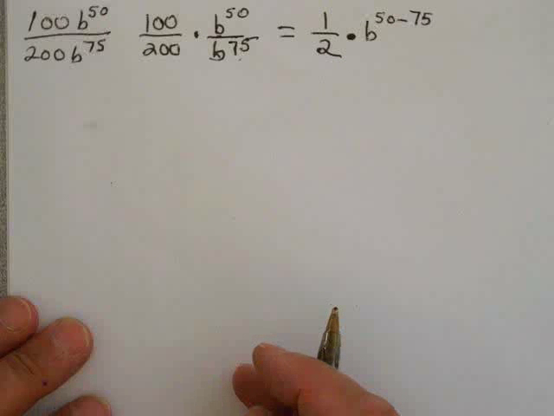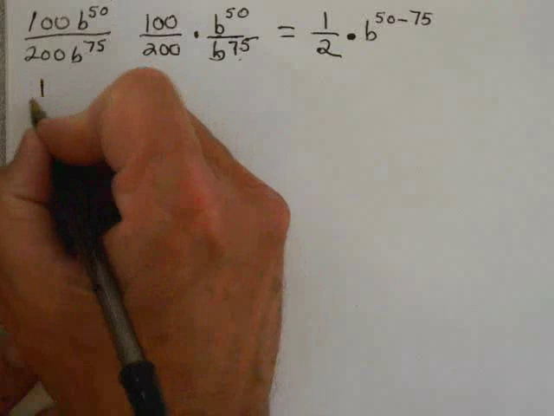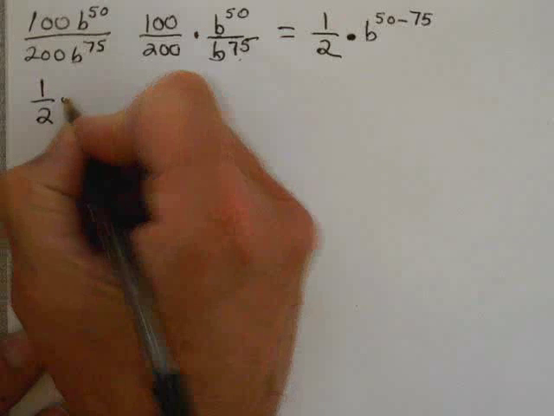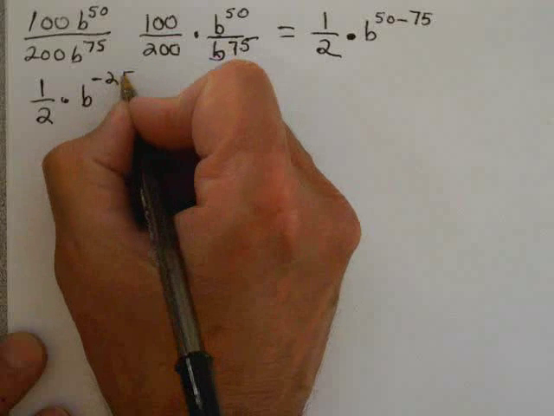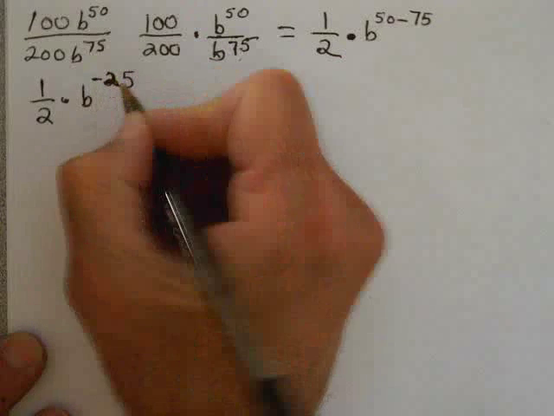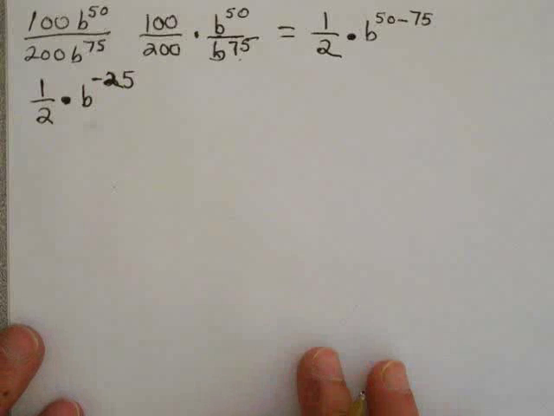And from there, I think I'll continue underneath this. I'm going to have 1/2 multiplied by b to the negative 25th power. Okay, so now that I've gotten my fraction simplified and I've subtracted my exponents and I've got my negative exponents, where do I go from here?